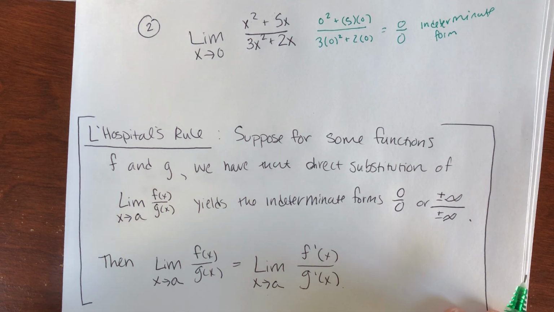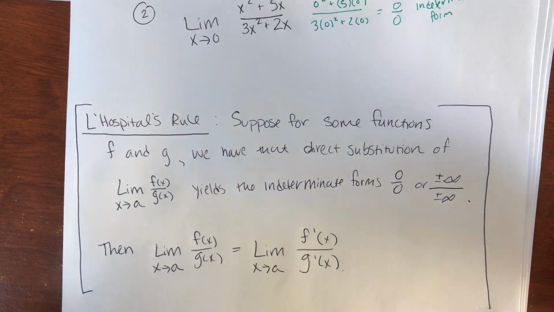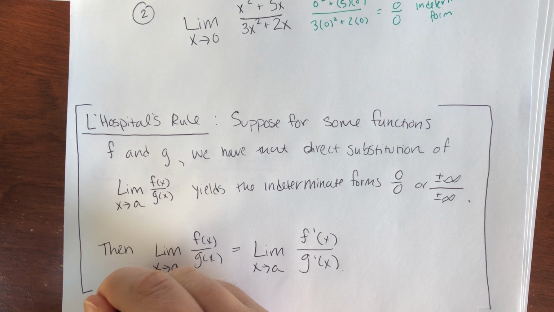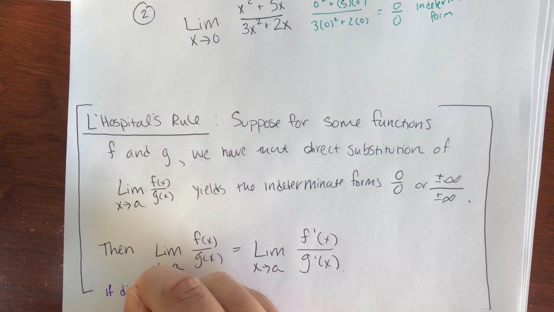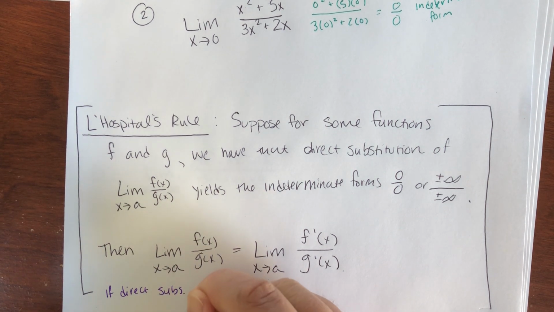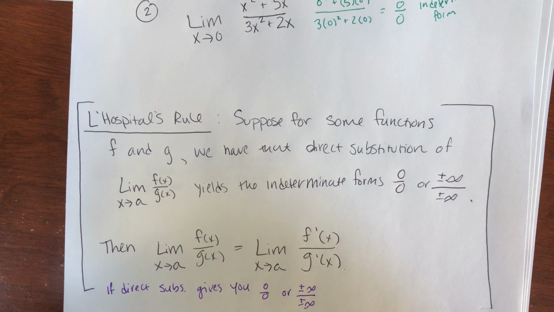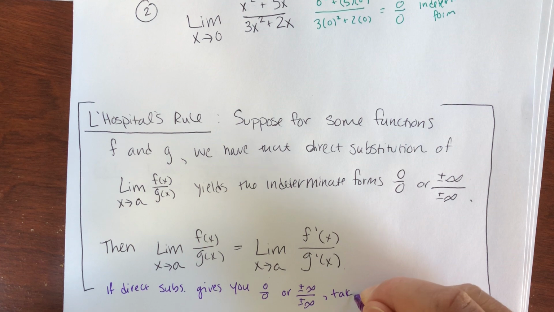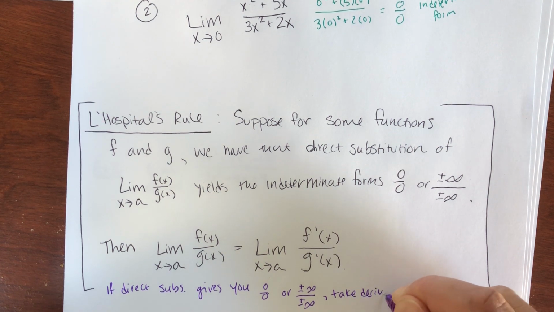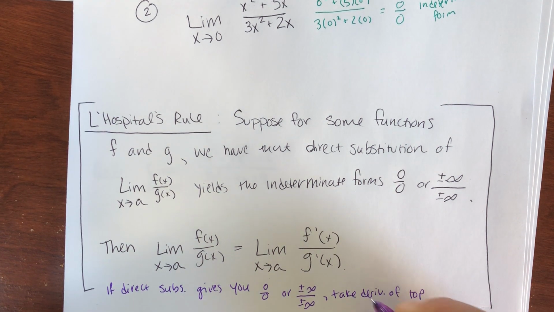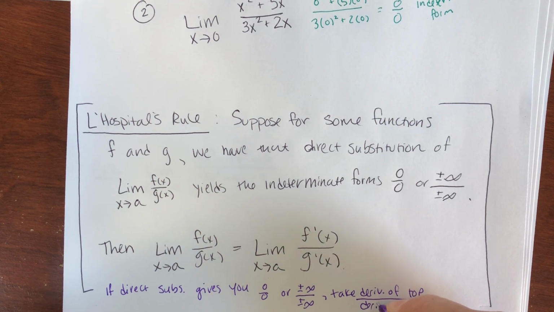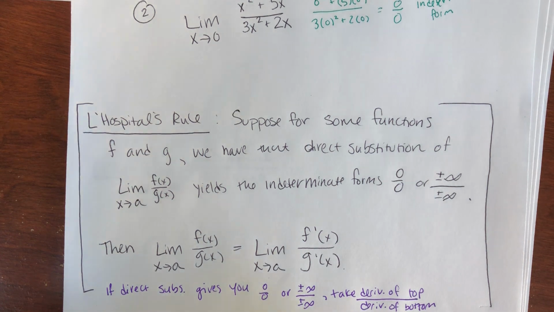Okay, so in other words, what we're saying here is if direct substitution gives you either 0 over 0 or some infinity over another infinity, it doesn't even have to be the same infinity, then try taking the derivative of the top over the derivative of the bottom and take the limit again.